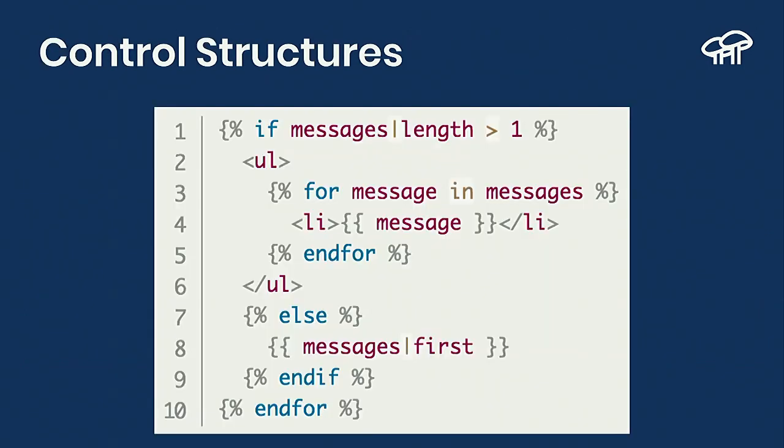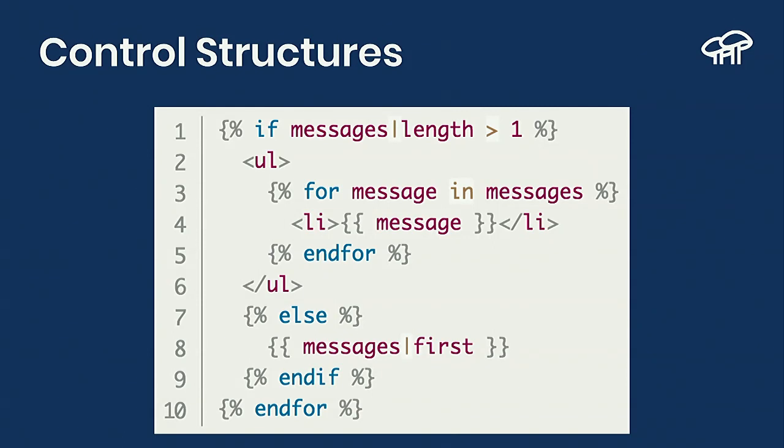Now, another example from core about control structures. When you save a node in Drupal, you get a message, this node has been saved successfully. This is the way that core prints those messages. There is a variable called messages, which is an array, and we apply the length filter. If the value is more than one, we print them as a list. Otherwise, we print just the text itself.